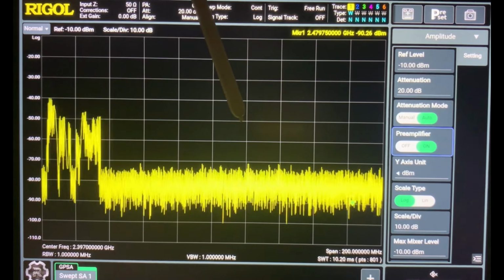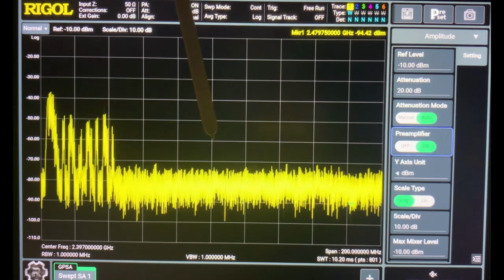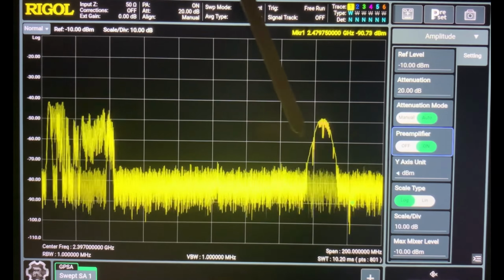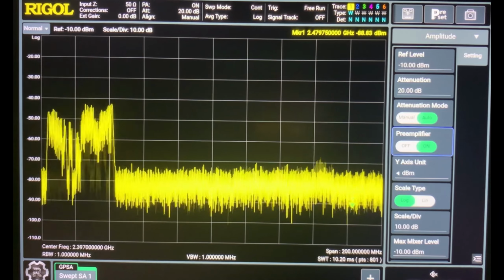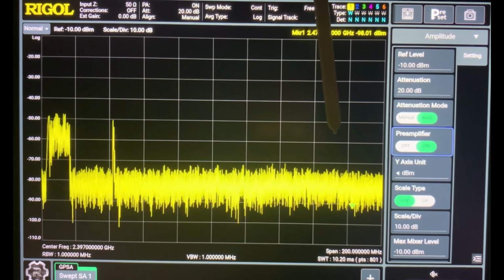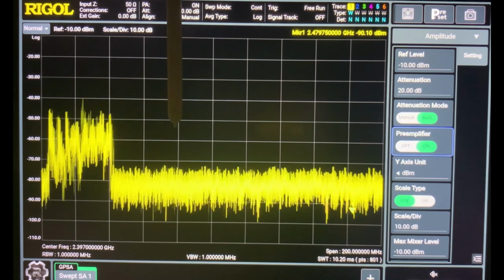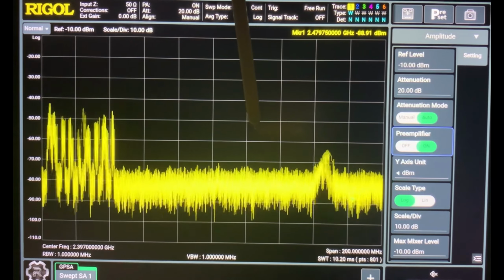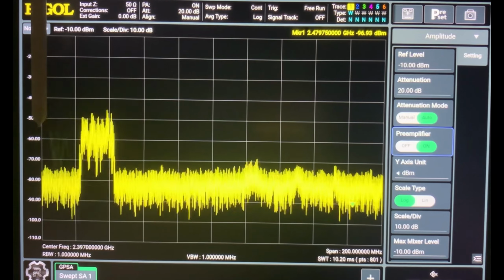Real-time spectrum analyzers work differently. They process data continuously without gaps. Here, this is the Wi-Fi signal. Here, there's another Bluetooth signal. Actually, more Bluetooth signals here, but the spectrum analyzer cannot see it clearly. You see a burst here. And here are the LTE signals.